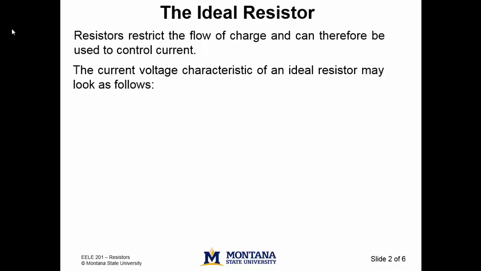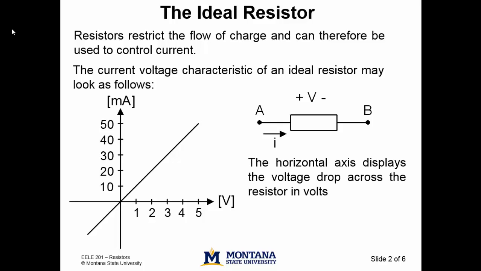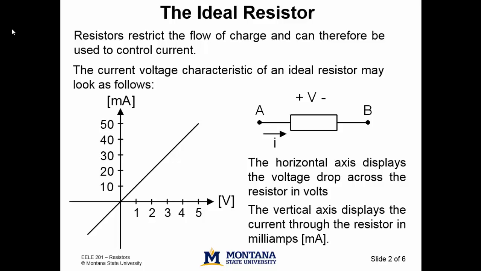Remember that we mentioned that ideal resistors, if operated within reason, may be modeled as linear elements. Therefore, the current voltage relationship of an ideal resistor may look as follows. The voltage drop across the resistor is plotted on the horizontal axis and has units of volts. The current through the resistor is plotted on the vertical axis and has units, in this case, of milliamps, abbreviated with the mA. It takes 1000 milliamps to make 1 amp.